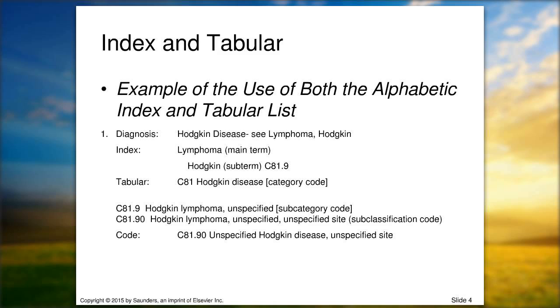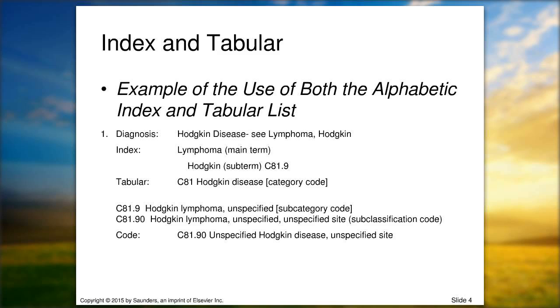All right, so we've just looked up lymphoma, Hodgkin in our alphabetic index. Now we're going to put our hand here, or a pen or something, to hold our place so that we don't lose our place. And we're going to go over into the tabular under the C's, and we're going to find C81.9. C81.9 is on page 184, right-hand column, down near the bottom.